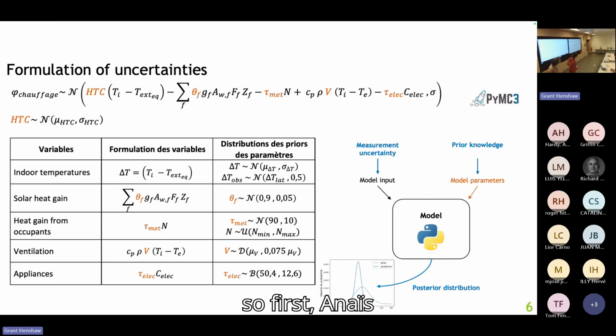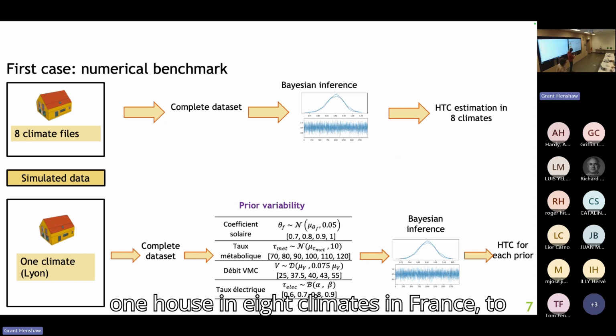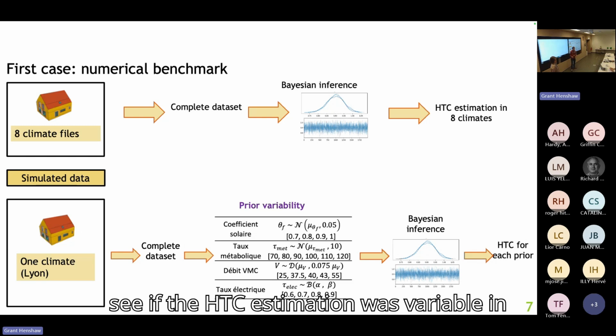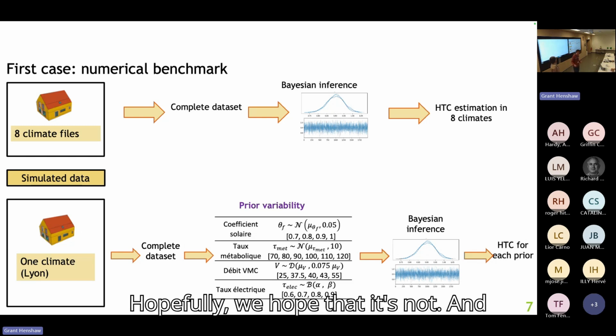Okay, so first, Anaïs applied this method to simulated data, one house in 8 climates in France, to see if the HTC estimation was variable in the same house in 8 climates. Hopefully, we hope that it's not.